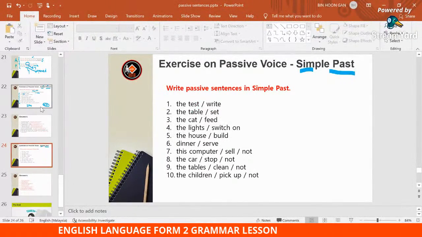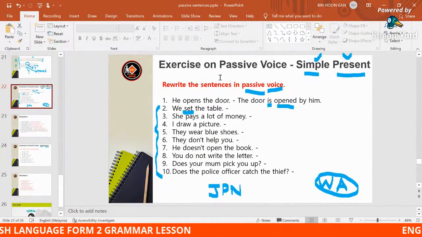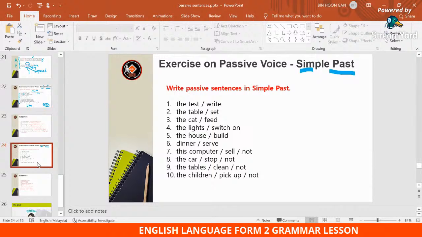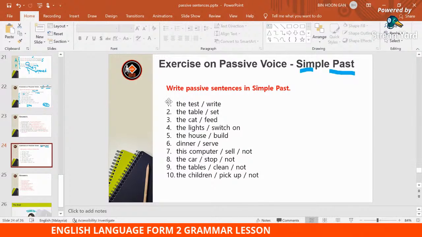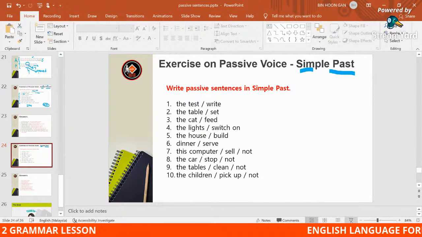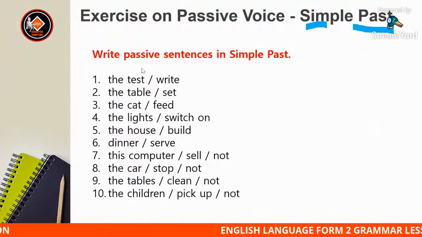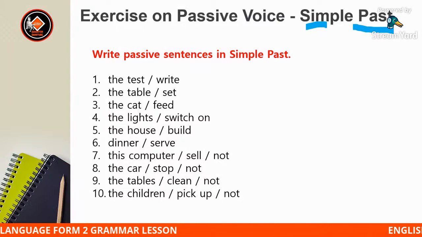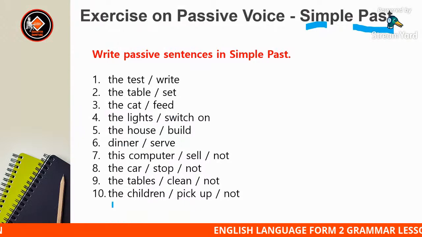Okay, earlier one, this one is simple present. So you have to write passive sentences. But for this one, there is no sentence. Tak ada ayat dibagi. Okay, the question is: write passive sentences in simple past. Sekarang awak guna simple past. But for the simple past, teacher tak ada. Yes, write your own sentences.